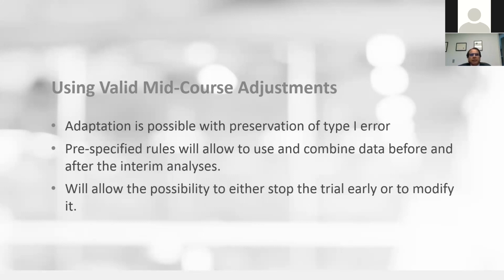And doing an adaptive trial design will allow you the possibility of either stopping the trial early or modifying it. By modification, I have to repeat myself, you are allowed to modify certain aspects of the trial, not all the factors.